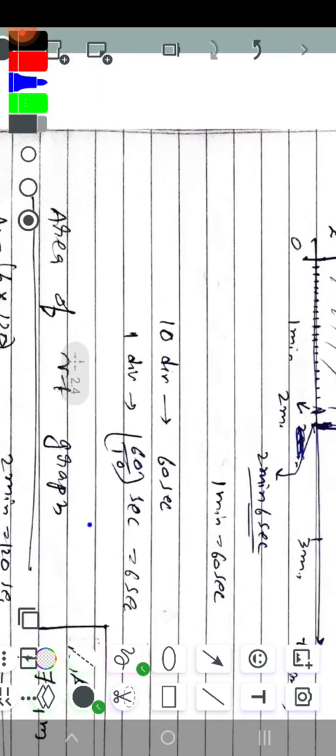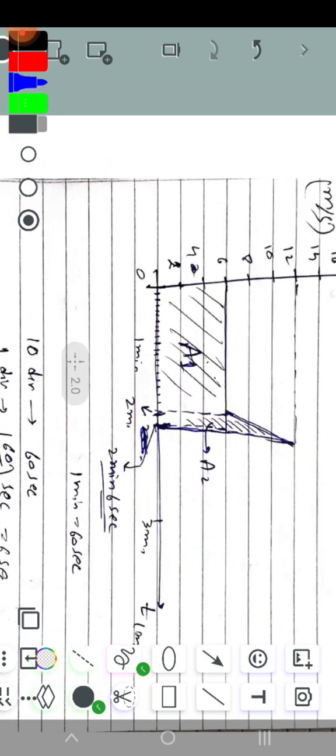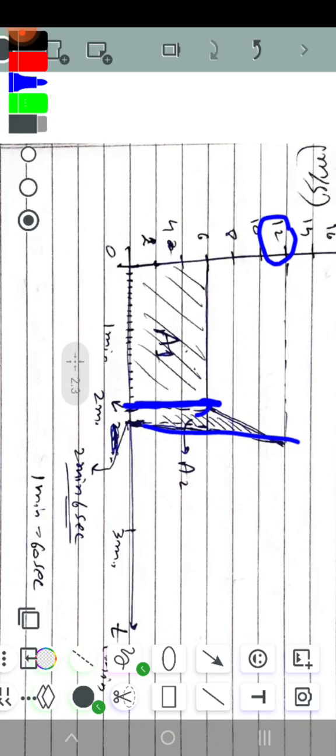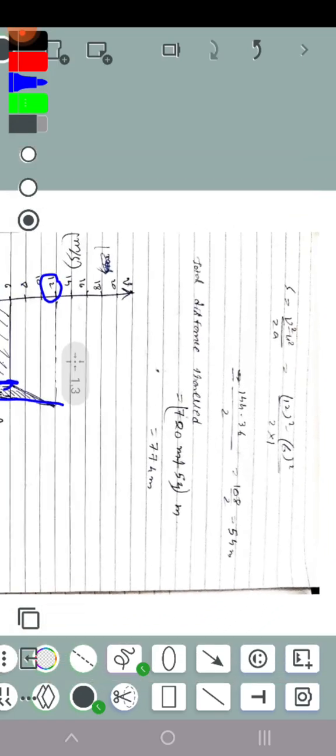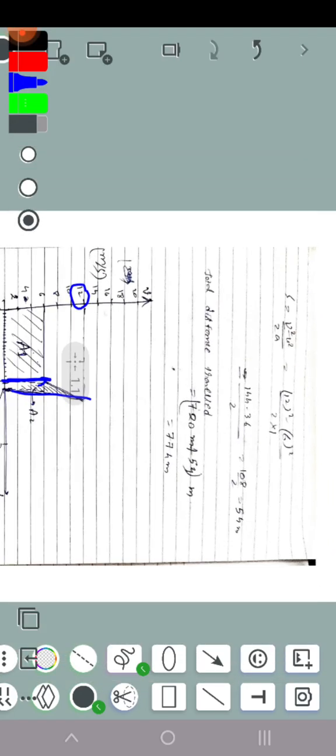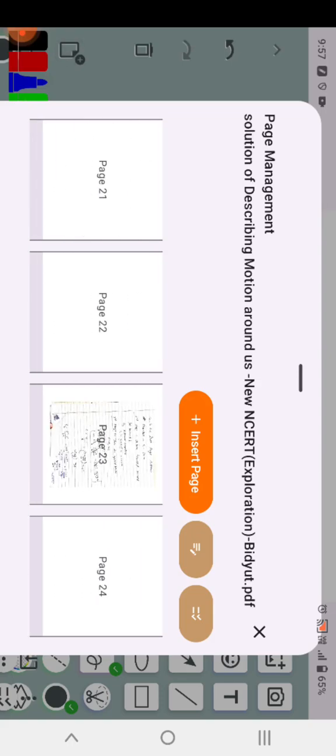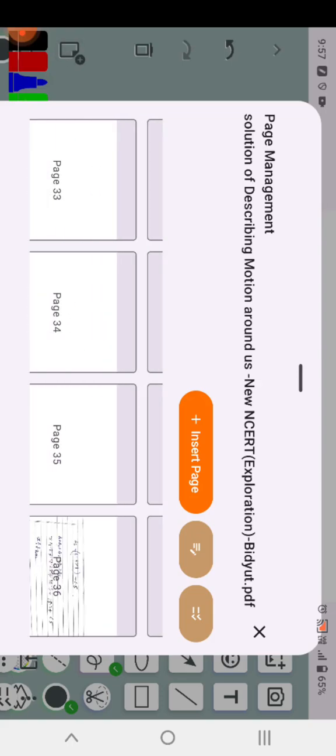So if I draw the graph, you can see up to 2 minutes it has maintained 6 meter per second, but after 6 seconds its velocity accelerates to what? 12 meter per second. Why 12 meter per second? Now you might find it strange and ask, from where are we getting the 12 meter per second? That also I am showing you. See the solution.